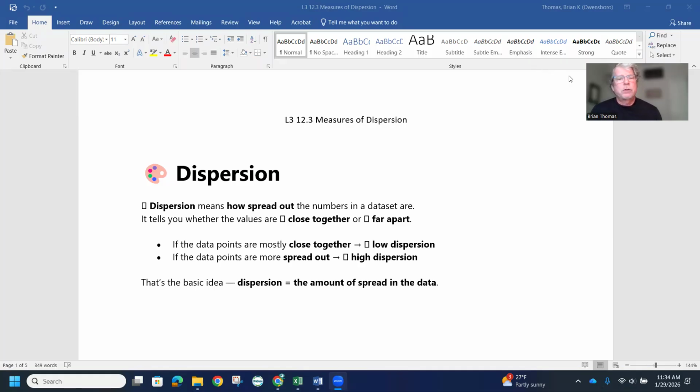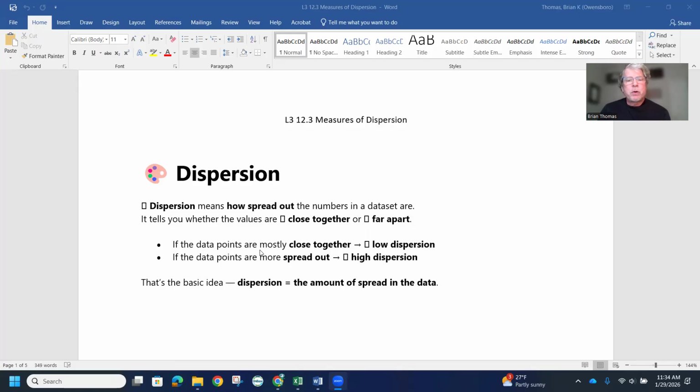So as we look into the next section, 12.3, we have what's called measures of dispersion this time. Dispersion is kind of like spray, disperse, spray out, so things can be close together or far apart. Dispersion itself means how spread out the numbers in the data set are. So we're going to give a numerical value to describe how dispersed the data is.